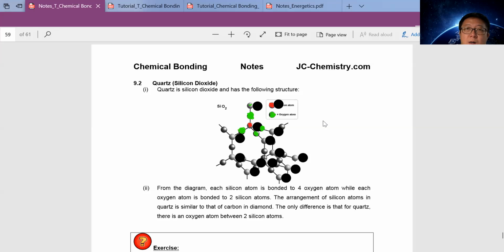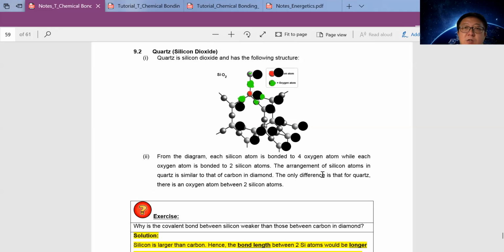You can Google it online. There are also diagrams online where you can see very clearly what silicon dioxide looks like. Same thing, so this is how quartz is, with an oxygen atom between 2 silicon atoms. The arrangement is very similar to diamond, exactly the same tetrahedral shape.